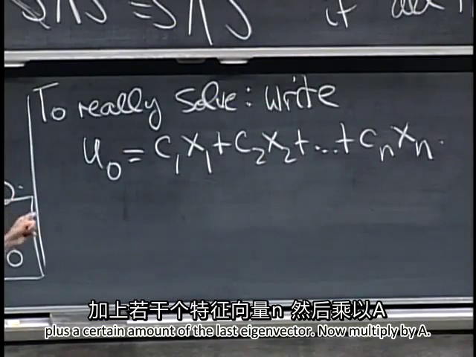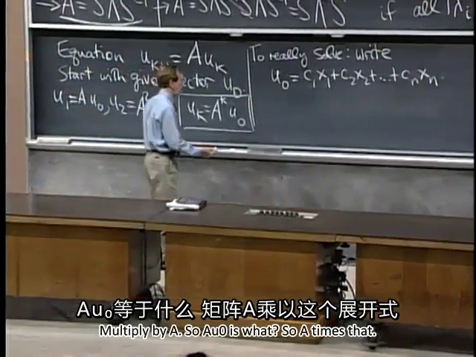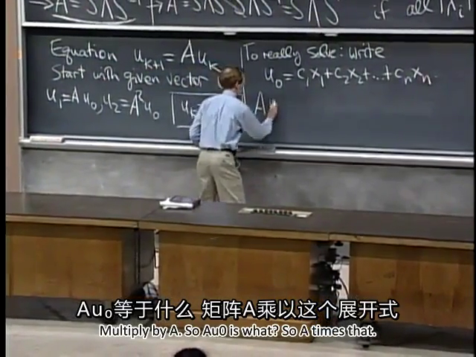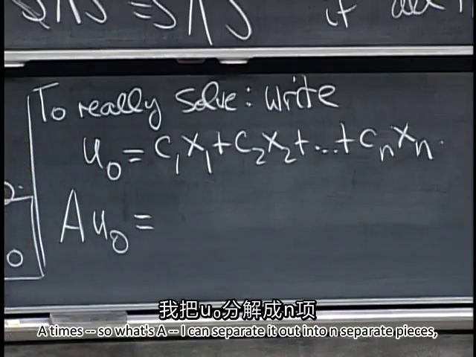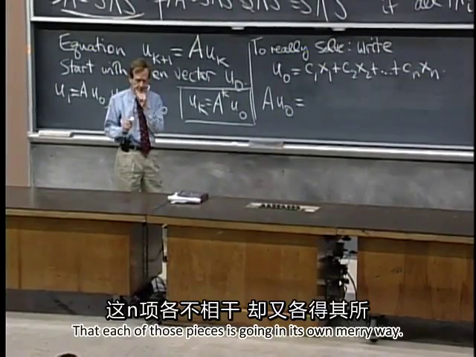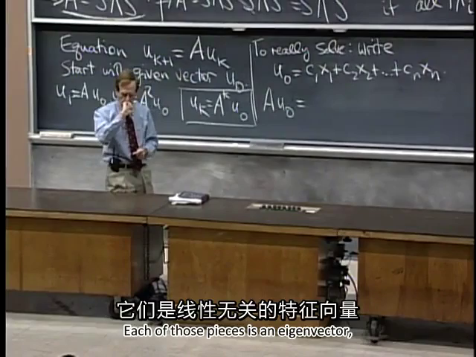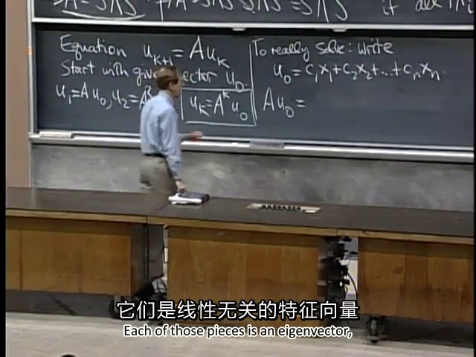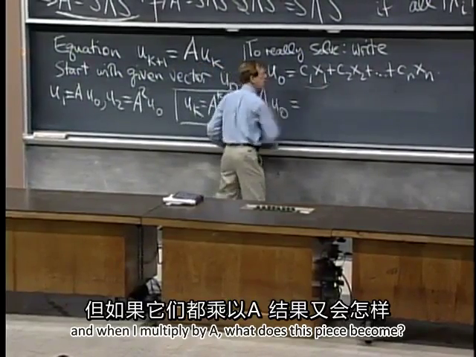Now multiply by A. You get to see the magic of eigenvectors working. Multiply by A. So A u0 is what? I can separate it out into n separate pieces, and that's the whole point. Each of those pieces is going in its own merry way. Each of those pieces is an eigenvector, and when I multiply by A, what does this piece become?